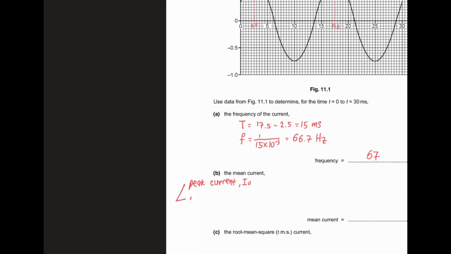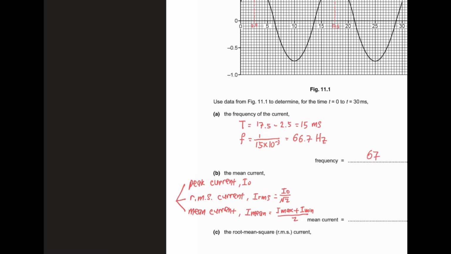We have root mean square current. Root mean square current is IRMS equal to I naught over square root 2. We have mean current. Mean current is I maximum plus I minimum divided by 2.